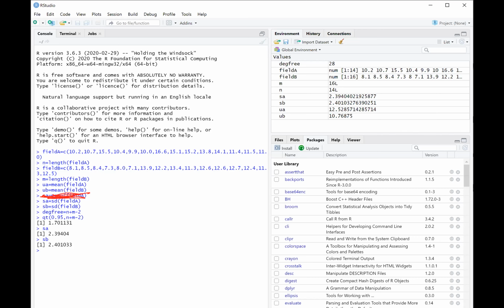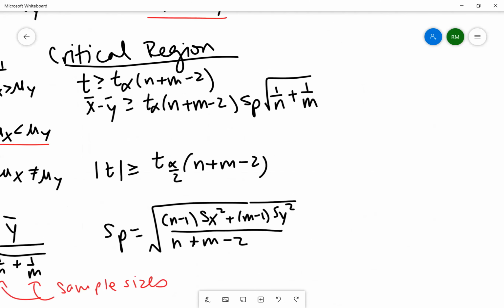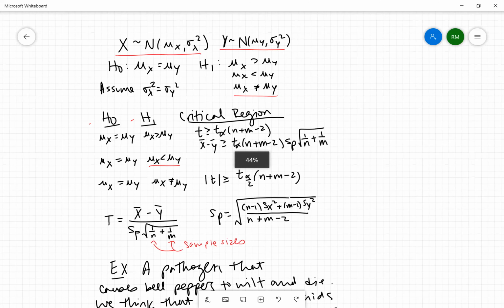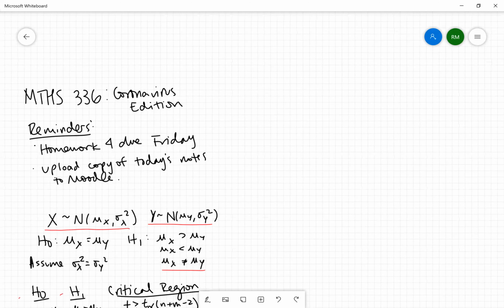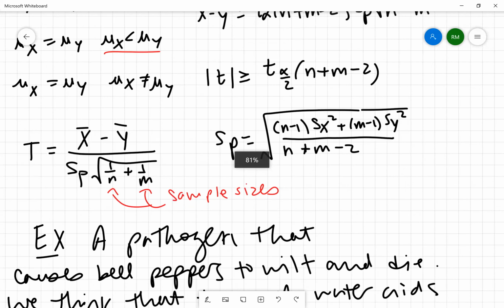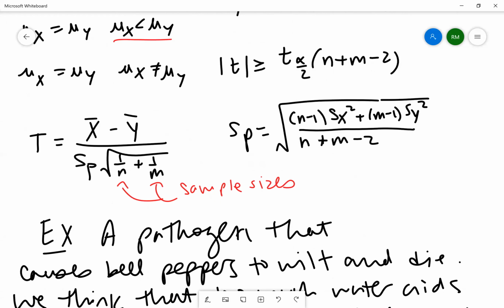All right, now I need to calculate the t-statistic. If you look back at what we had before, we can find that the t-statistic should look like this. Here's the t-statistic. We can do x bar minus y bar over sp times the square root of 1 over n plus 1 over m. So we need to calculate sp.